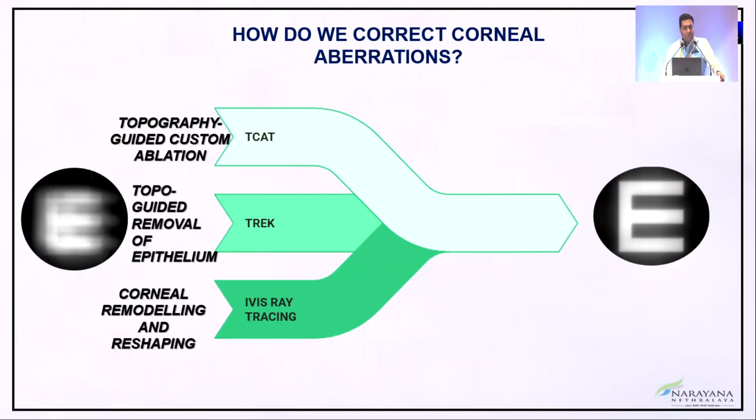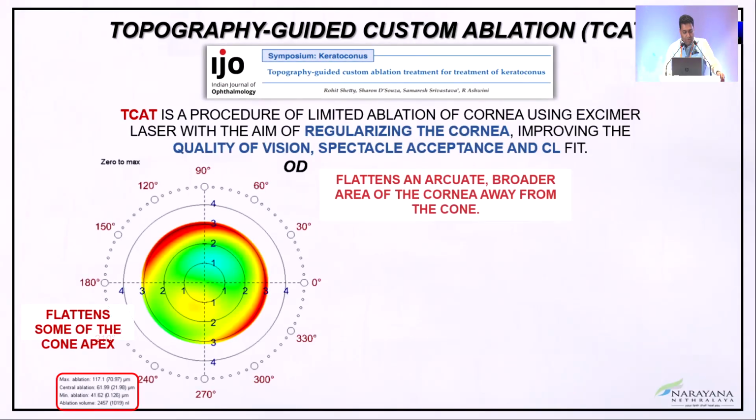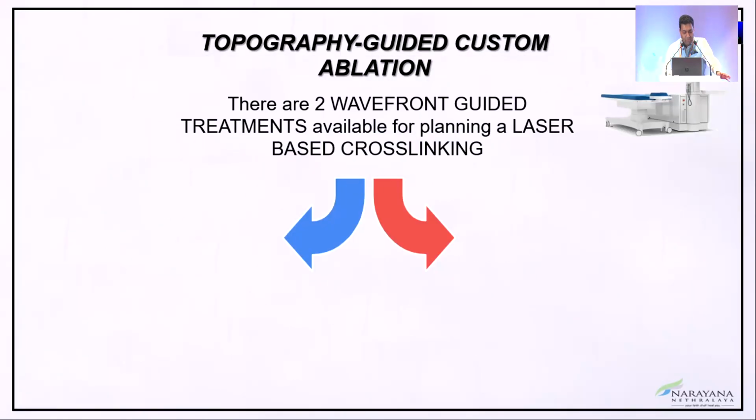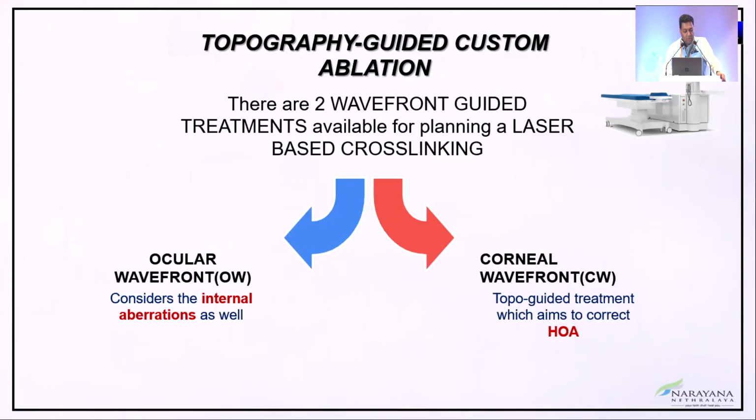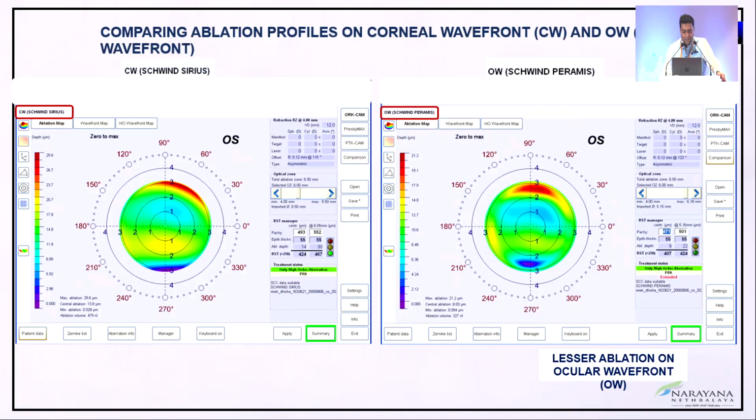So what we have are options of topo-guided treatment. We have TREC, topo-guided removal of epithelium and reshaping, and corneal remodeling and shaping. When you look at topo-guided treatments now, we have platforms from Alcon, from Zeiss, and also a very strong platform from Schwind. The Schwind looks at two things: an ocular wavefront, which is a total wavefront using their Peramis aberrometer, and also the corneal wavefront, which looks more at regularizing the cornea.